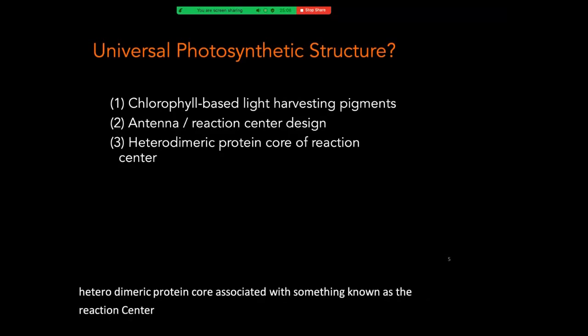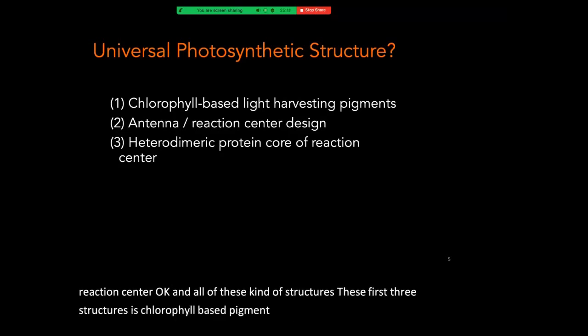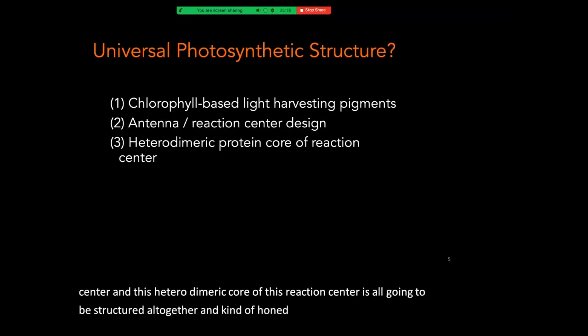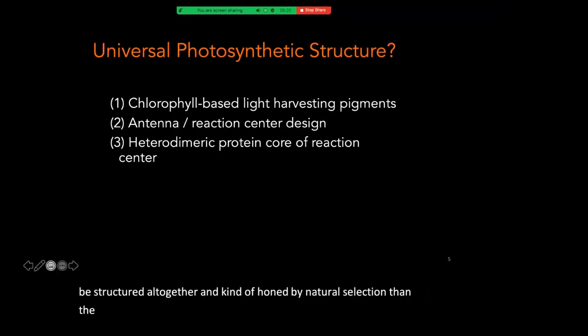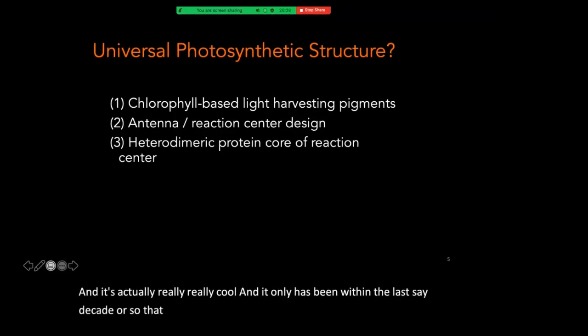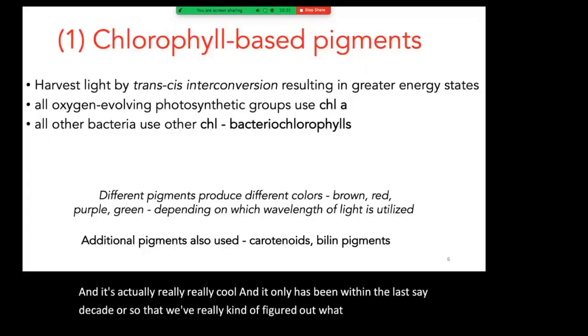And all of these structures, this chlorophyll-based pigment, this antenna reaction center design, and this heterodimeric core of the reaction center, are all structured together and honed by natural selection to harvest energy from the sun. So it's a physical structure, and it's actually really, really cool. And it has only been within the last, say, decade or so that we've really figured out what this structure looks like.